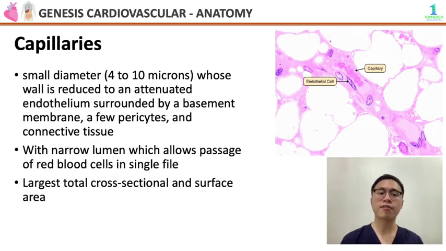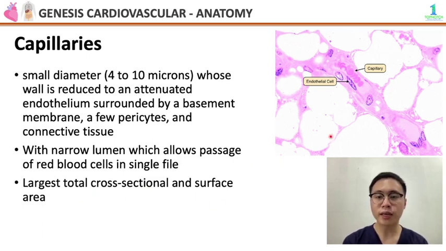Capillaries, on the other hand, have an even smaller diameter, around 4 to 10 microns long, whose wall is reduced to an attenuated endothelium, surrounded by a basement membrane, few pericytes, and connective tissue. Okay, they have a very narrow lumen, in such a way that only a single file of RBCs can pass through, and the capillaries would have the largest total cross-sectional and surface area.